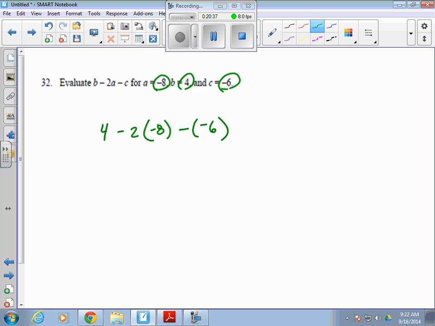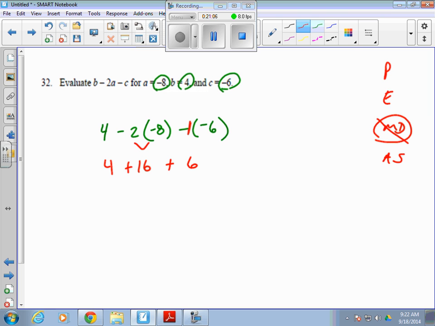So do your multiplication. Remember, Please Excuse My Dear Aunt Sally tells you to do the My Dear, or the multiplication and division part, before you do any addition and subtraction at the end. So negative 2 times negative 8, a negative times a negative is a positive 16. So plus 16. Just brought the 4 down. Then this acts as if it has a 1 out front. Negative 1 times negative 6. Again, a negative times a negative is a positive.